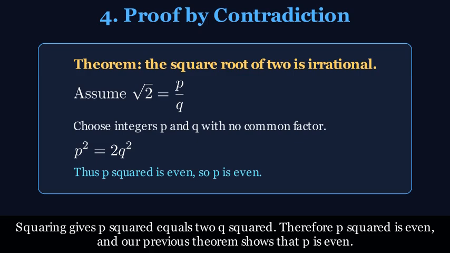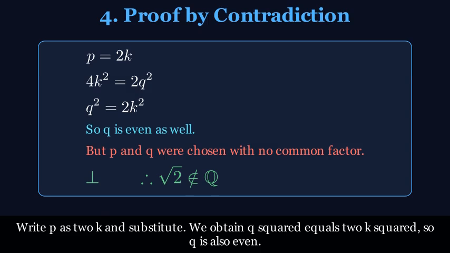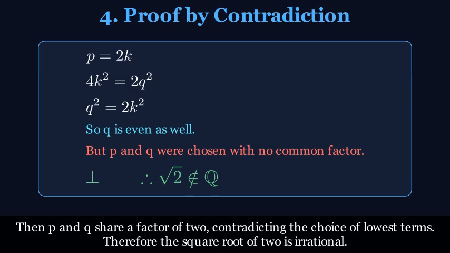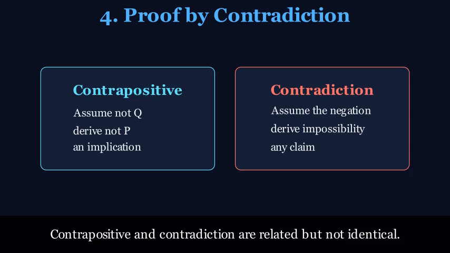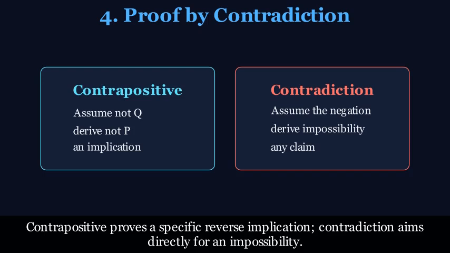And our previous theorem shows that p is even. Write p as 2k and substitute. We obtain q squared equals 2k squared, so q is also even. Then p and q share a factor of 2, contradicting the choice of lowest terms. Therefore the square root of 2 is irrational. Contrapositive and contradiction are related but not identical. Contrapositive proves a specific reverse implication. Contradiction aims directly for an impossibility.